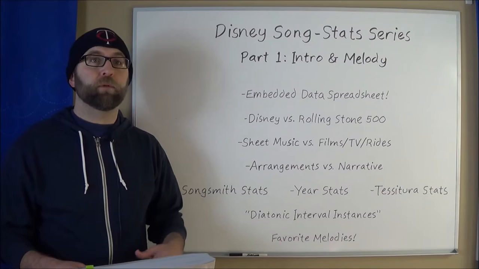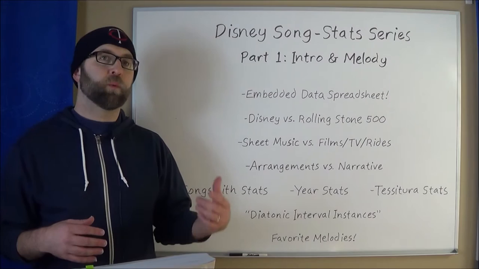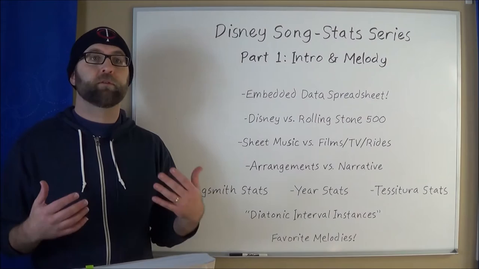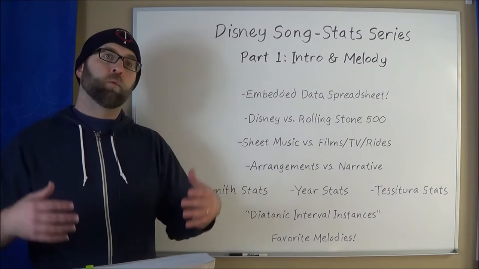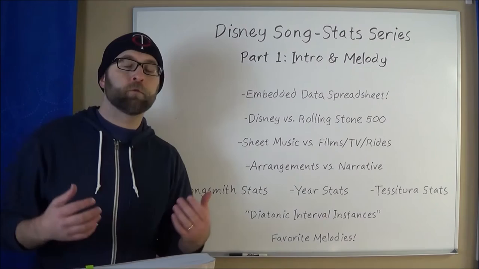Today we're starting a five-part series about songs from the movies, TV shows, and amusement park rides of Disney. So, check this out. Did you know that the most common tempo used in Disney songs is 106 BPM? It's just like Cruella de Vil and Winnie the Pooh, and it's off to work we go, for a spoonful of sugar, etc.